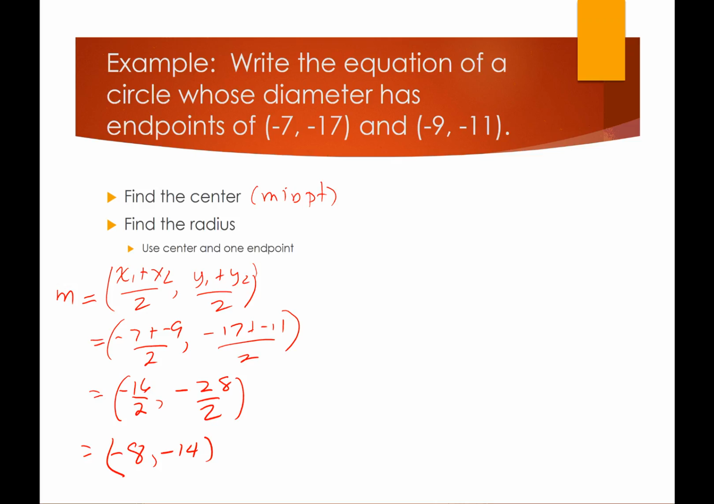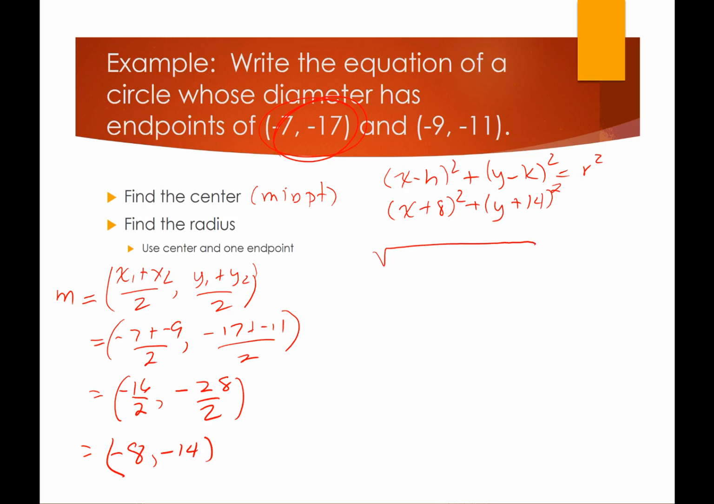Okay, so now that I have a midpoint, that's my center. So in my equation, I'm going to just plug that in. So I'm going to get x plus 8 squared plus y minus the negative 14 is plus 14 squared. And now we just have to find the radius. So to find the radius, I'm going to use my midpoint, and I'm going to pick one of my points. I'm just going to pick the first point here to use, and I'm going to throw it into the distance formula again.